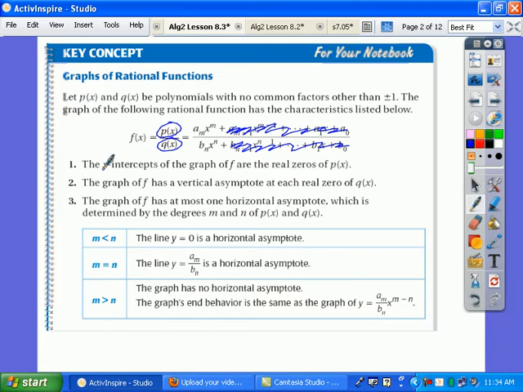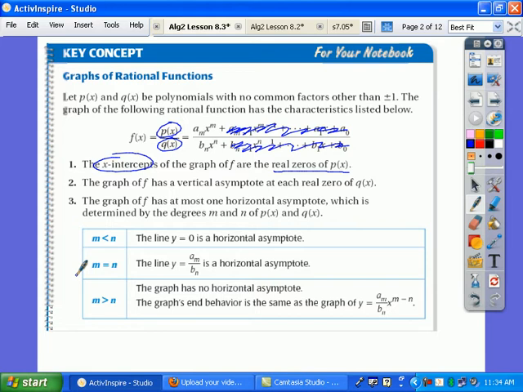Step 1, we find the real zeros of the topmost polynomial. So the polynomial in the numerator, we find the zeros of that, and those are the x-intercepts. Let me say it again. First, I'm going to take the polynomial on top, whatever that is, and I'm going to try to find the zeros of that polynomial. And those zeros will be the x-intercepts on the graph. That means the graph is going to go through those points.